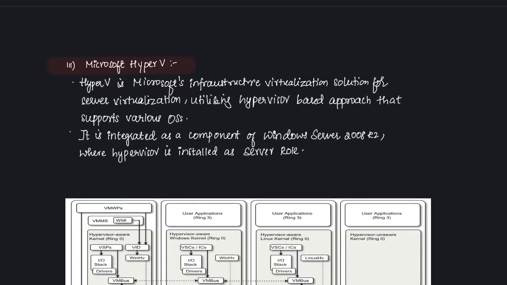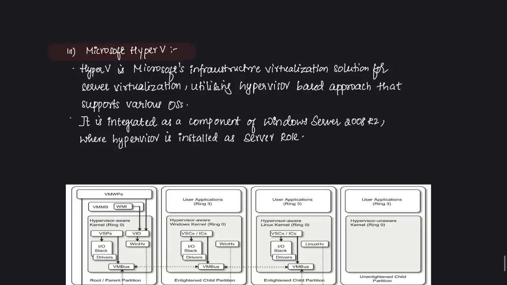Moving on further, we have Microsoft Hyper-V. This is the third technology which is present. Even this could be asked in the exam. Hyper-V is Microsoft's infrastructure virtualization solution for server virtualization, and it makes use of a hypervisor based approach that will support various operating systems. Microsoft Hyper-V is integrated as a component of Windows Server 2008 R2. This is the component where the hypervisor is installed as a server role.